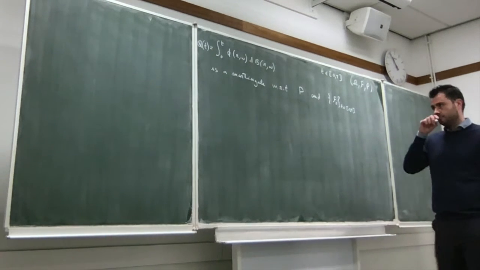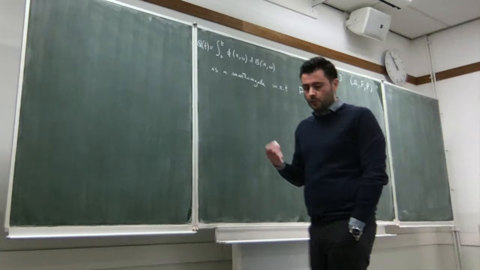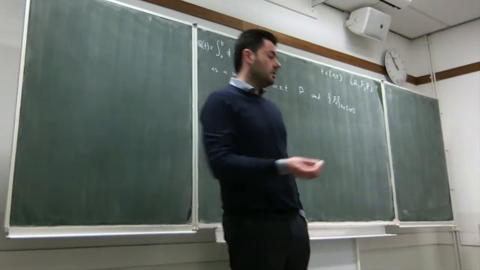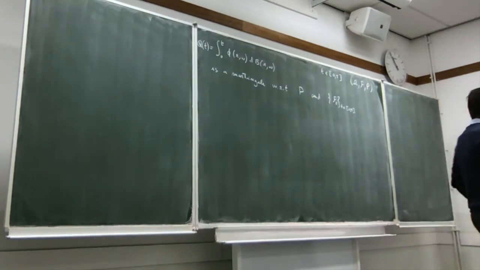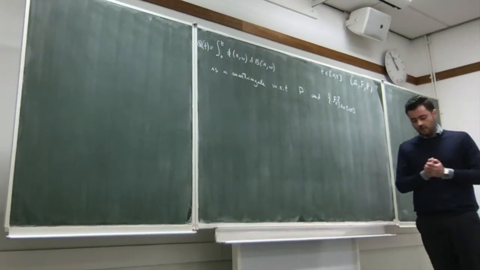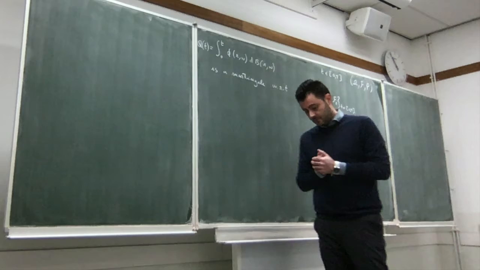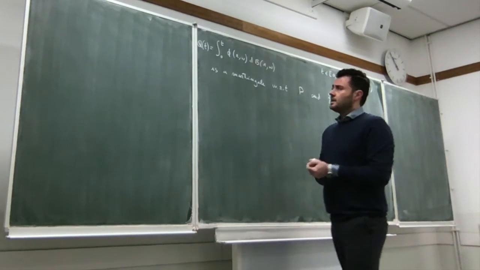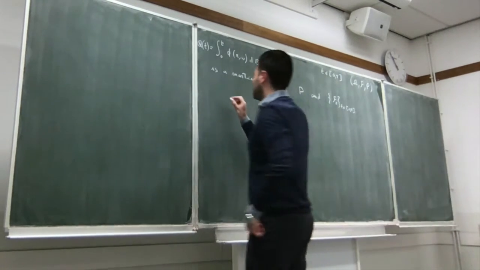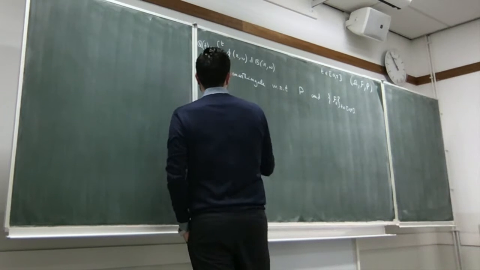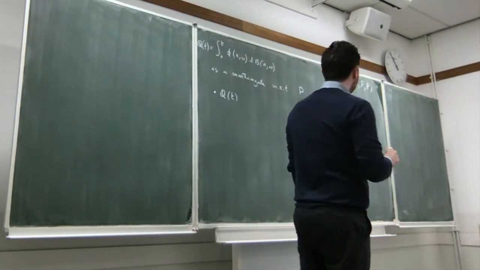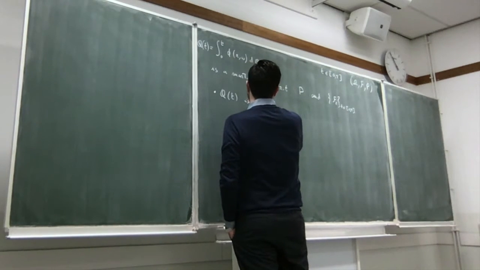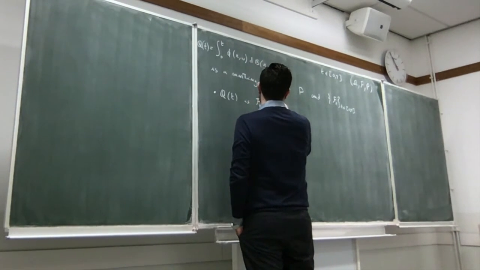Now, in order to prove that our integral here is a martingale, we have to check a certain number of properties. The first thing is, for example, the measurability part. I hope you agree with me that the quantity Q_t is F_t measurable.